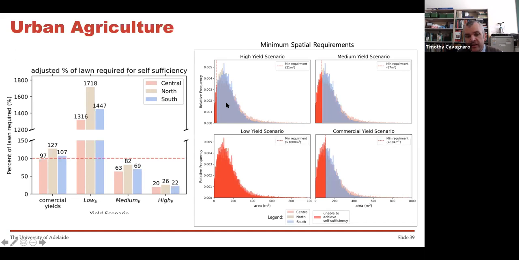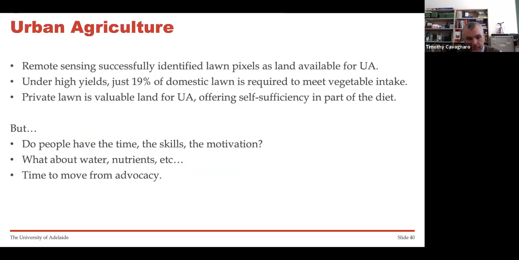Another way of presenting that: here we've got our same frequency distribution with our lawn areas, and we've just colored in red the portion of the curve that wouldn't be able to achieve self-sufficiency under the high, the medium, and the low yield scenarios, and also the commercial yield scenario. So for me, the take-home here is it's a plausible thing. There's potentially enough land available for people to produce meaningful amounts of food. Whether or not it's all the vegetables that they require remains to be seen, but it's a significant proportion of that.